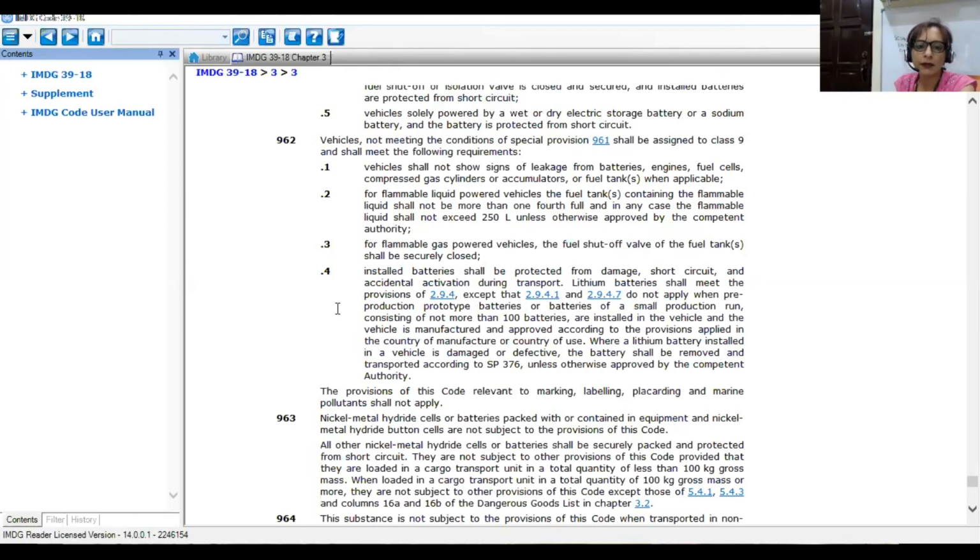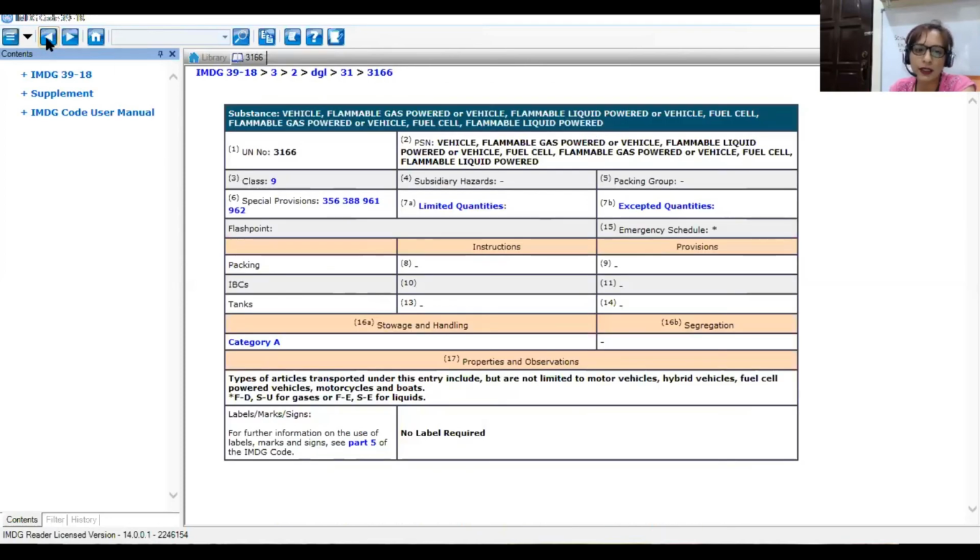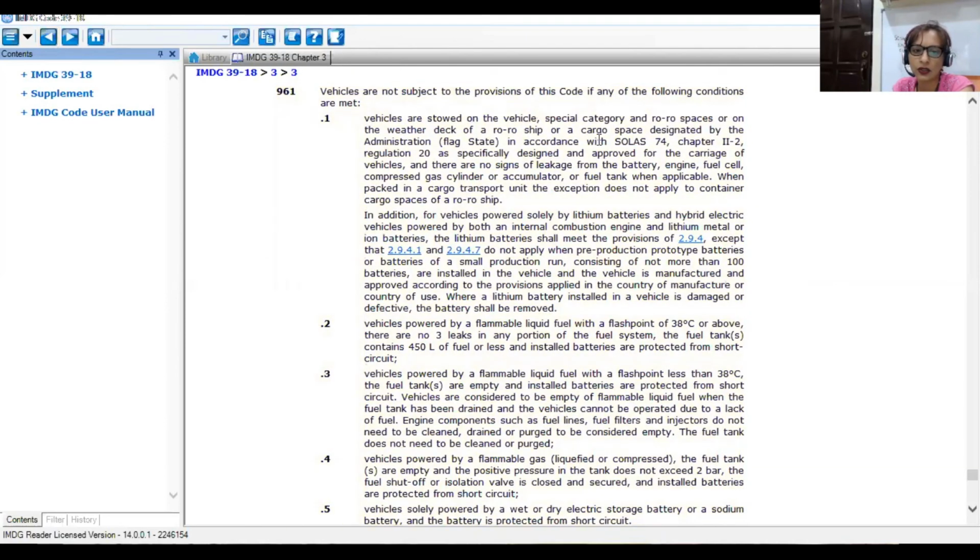which is the Marine Department. But in the book, it says just assign it to class 9 now. Of course it will go in class 9, meaning that all 3166 will go under class 9. But the question here is, can we remove it from class 9 or not? Because that's what 961, 962 is saying, to take it out of DG altogether. That means it's no longer DG.